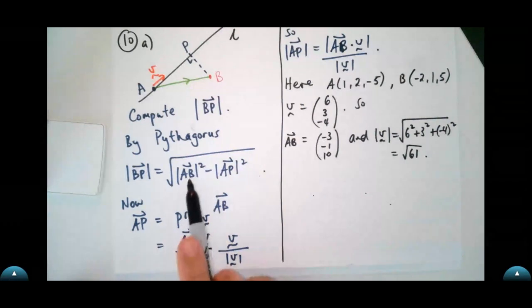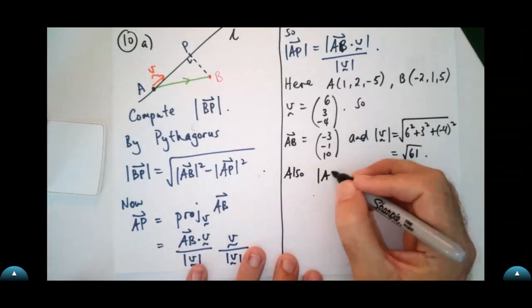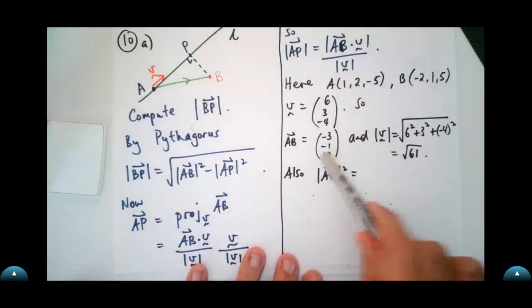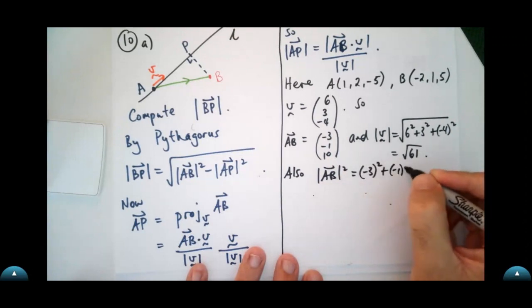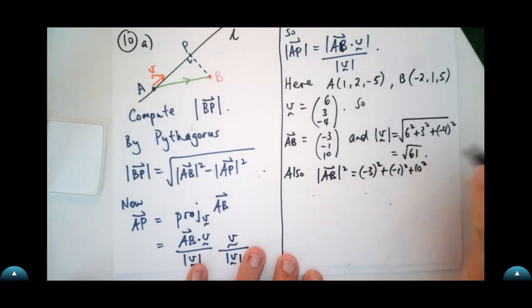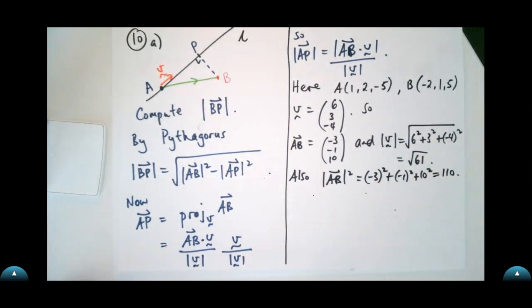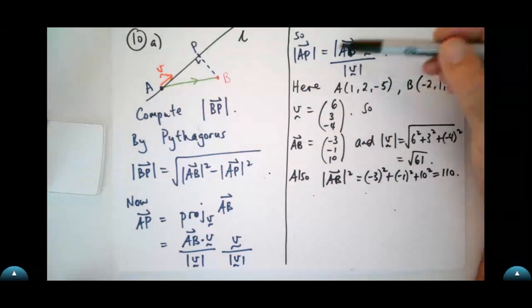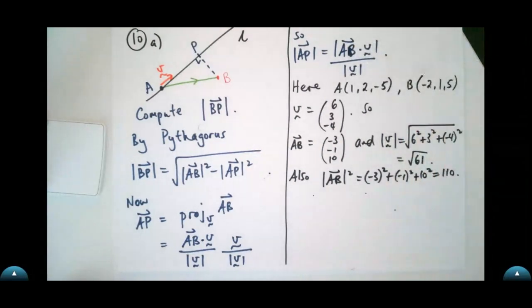So if that's my vector AB, what is the square of its length? Well, just square the components and add them together. So 100 plus 1 plus 9. Yep. And lastly, let's compute this. Okay, we really want the square of that, but this is okay for now.